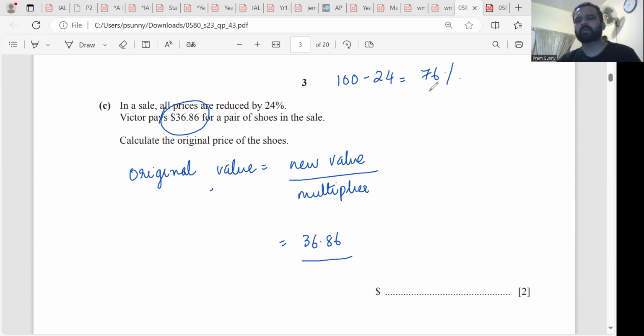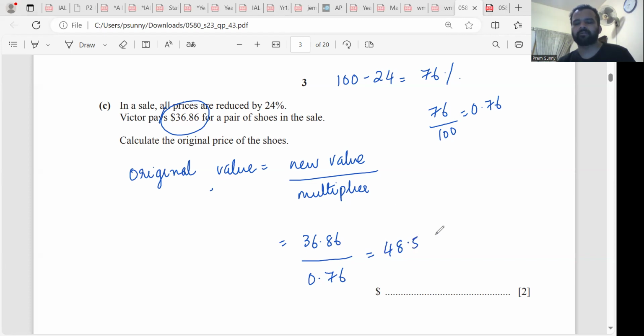76% multiplier, we always have to represent it as a decimal. 76% means 76 by 100, which will give you 0.76. Keep that in mind. Multiplier will always be written as a decimal. So percentage, you convert it into decimal. 76%, 76 by 100, 0.76. So 36.86, you divide it by 0.76, you will be getting the answer as 48.5.